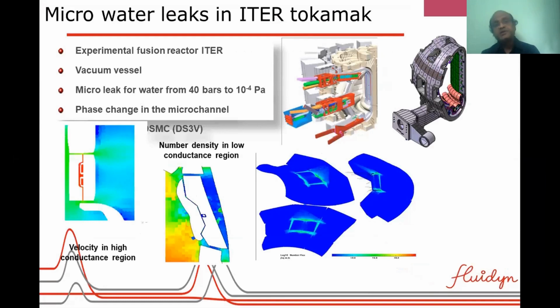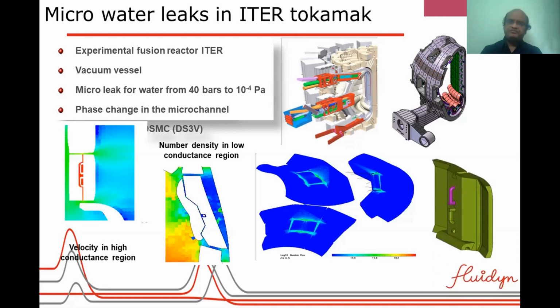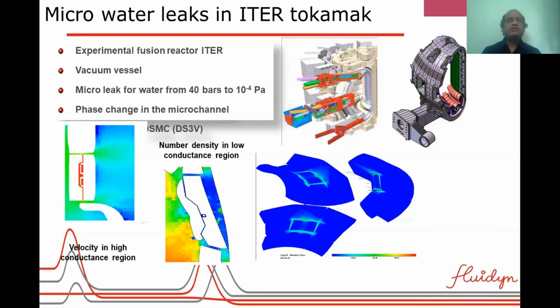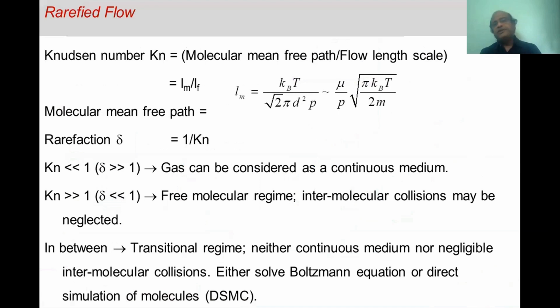So the difficulty here is that the flow through the pipes or the blanket shield module passages is at high pressure and high temperature, and there are very small passages, like micron sized passages, and in the vacuum vessel there is near vacuum. So one difficulty here is that in some parts the flow is in continuum regime, but in other parts the flow is in a rarefied regime.